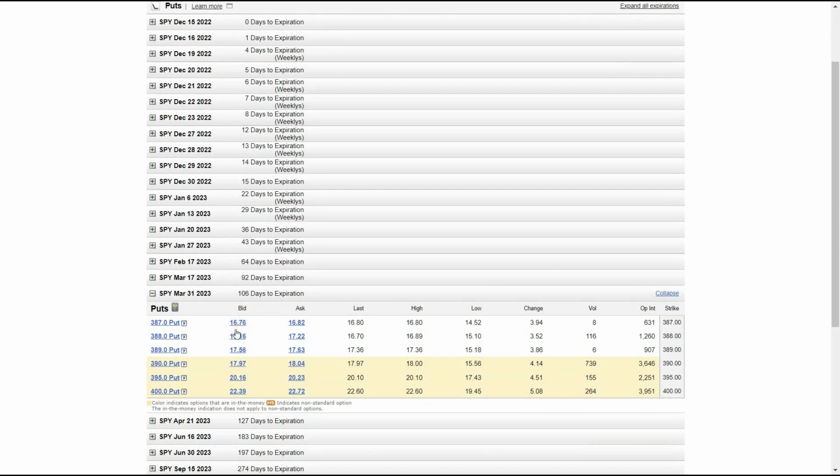The cool thing about credit spreads is that you can also buy them back early. So if you've already locked in a gain in the early days of the option, you can close it out and lock in the profit.